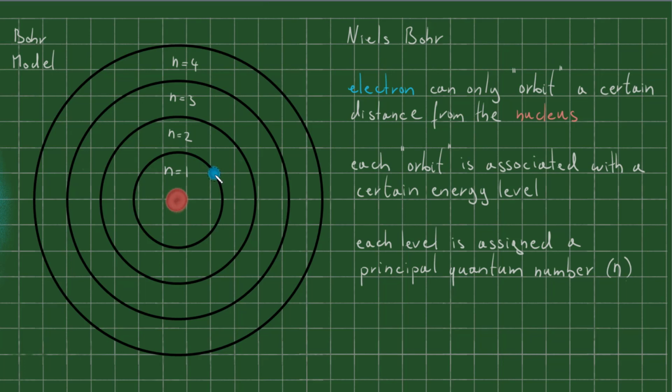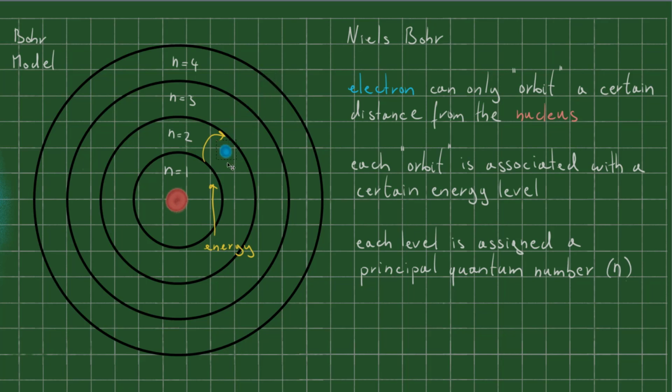However, it does not have to stay here. If I provide the electron with energy, the electron will be excited from its ground state into an excited state, and it will move from the first energy level to the second energy level. Maybe something like this. So now this electron is in an excited state. And if I provide it with more energy, I could move it to level 3 or level 4.